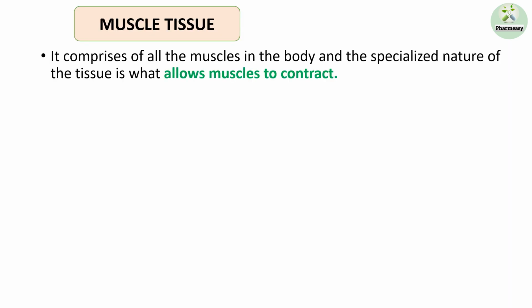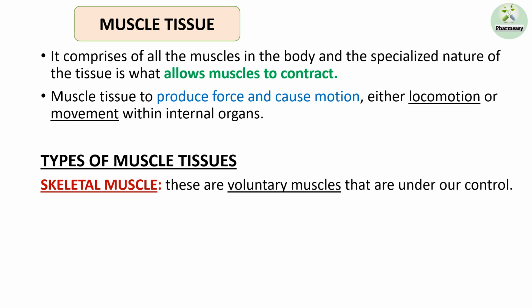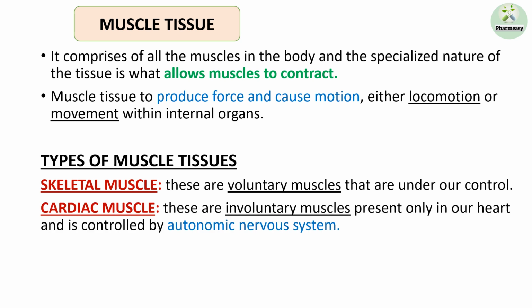Next type is muscle tissue. It comprises of all the muscles in the body, and the specialized nature of the tissue is what allows muscles to contract. Muscle tissue produces force and causes motion, either locomotion or movement within internal organs. Types of muscle tissues are skeletal muscle. These are voluntary muscles that are under our control. It anchors tendons to bones and allows the body to move.